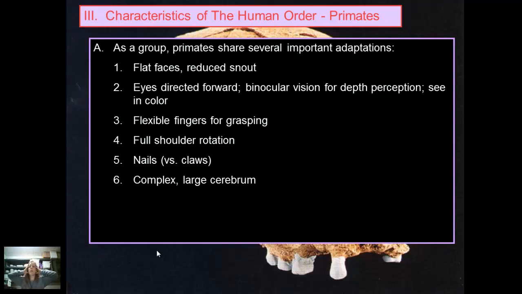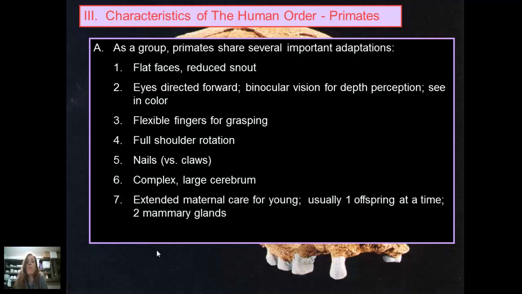We have complex large cerebrums, which are our brains. For humans, this is our largest evolutionary advantage. We use our intelligence, probably more than any other species on this planet. We have very extended maternal care for our young. Typically, primates have only one offspring at a time. This is true for all primates. And we have two mammary glands, both male and female. With the female, the mammary gland becomes developed during puberty, and for the male, it never develops.